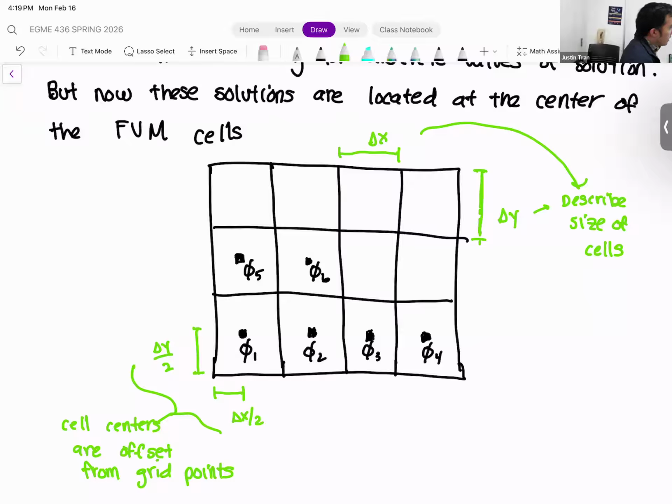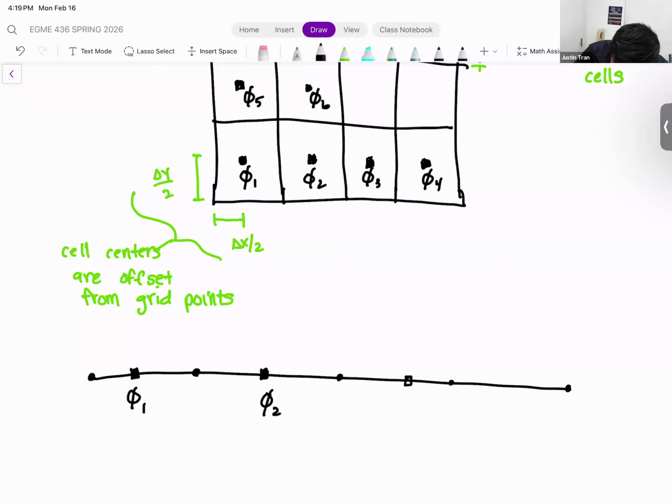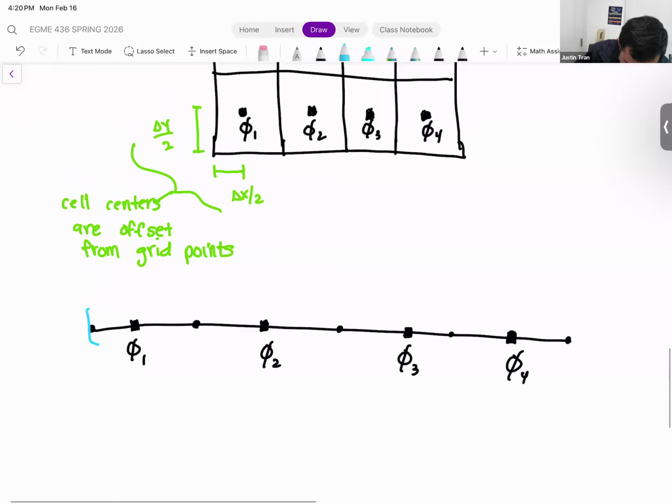The same goes for one-dimensional finite volumes as well. For a one-dimensional grid, it's a little bit confusing to draw just because it's all within a line. But I'm using little circles to denote the grid points, and the squares are going to be the locations of our finite volume cell centers. So, for instance, this is a cell right here. Let me use a different color. We say that this is a cell, this is a cell, this is a cell, and this is a cell.